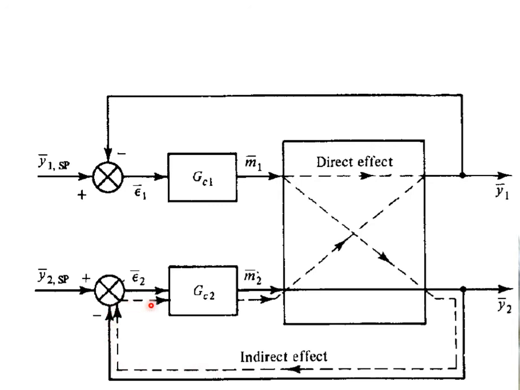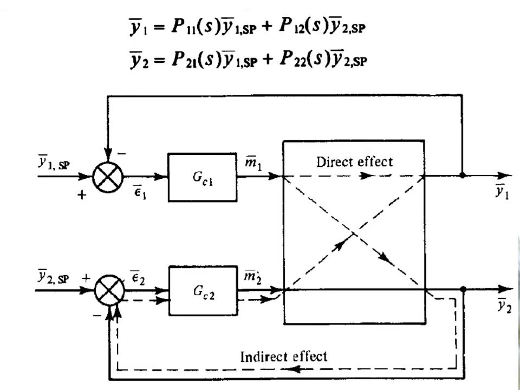And this indirect effect is going to make the control of the upper loop as well as the lower loop quite complicated, as you can see from here. In these equations, as you see over here, you have y1. This y1 is this output over here.